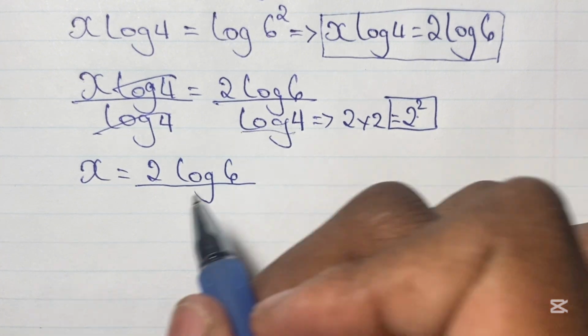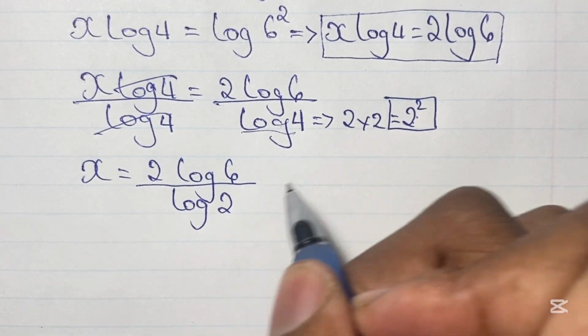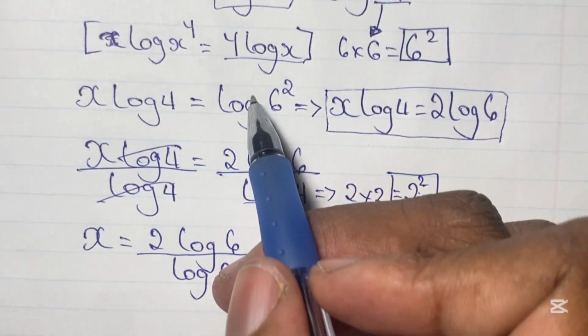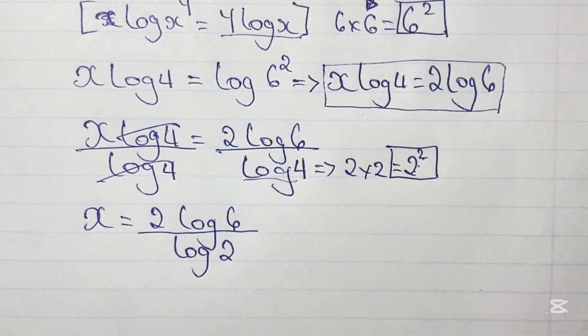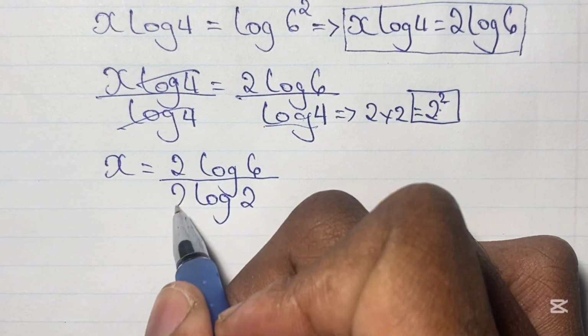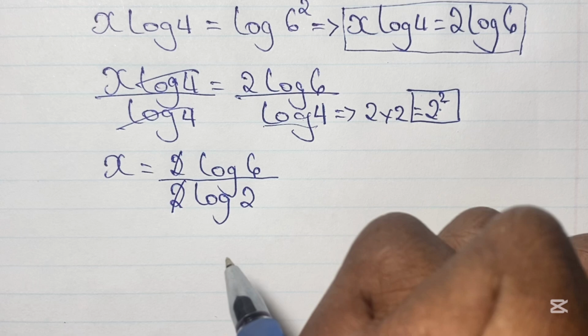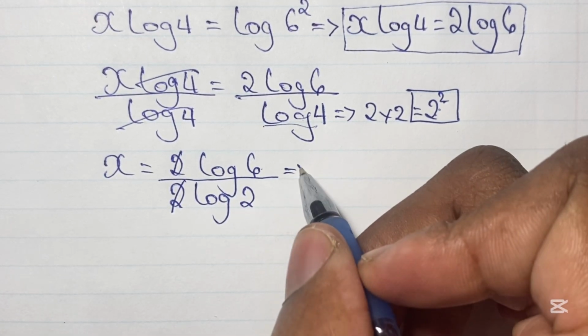So we have 2 log 6 on top, and we will also take this 2 and put it right here. Now this 2 can be rewritten using our rule here. We can have this written as 2 log 2. So that means we'll have x is equal to 2 log 6 over 2 log 2. And then we can cancel out our 2, and we are now left with log 6 over log 2.